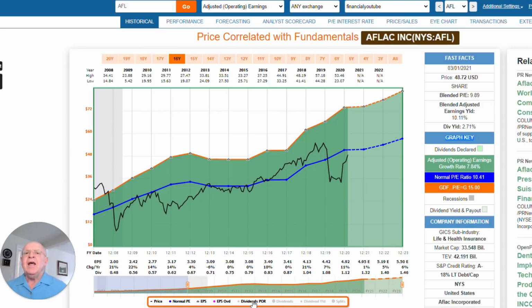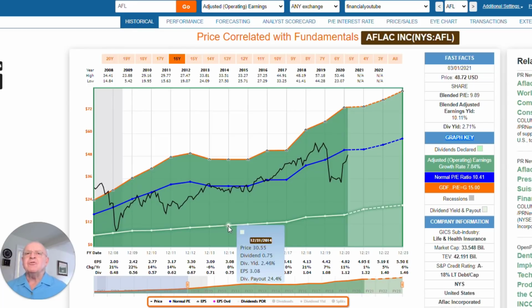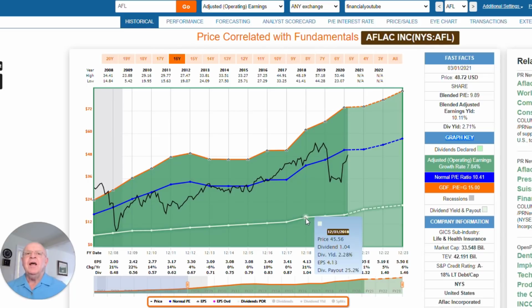So let's go ahead and add the dividends with the payout ratio. Dividends POR here stands for dividends payout ratio. So this white line now gives you dividend information. We have the actual amount of the dividend in that year, the dividend yield that the stock was offering at that time, the earnings per share, and then the payout ratio. In other words, the 24% payout, everything below this white line is the portion of earnings that the company's paid out in dividends. So you can see that this company historically has averaged a payout ratio in the 20% range.